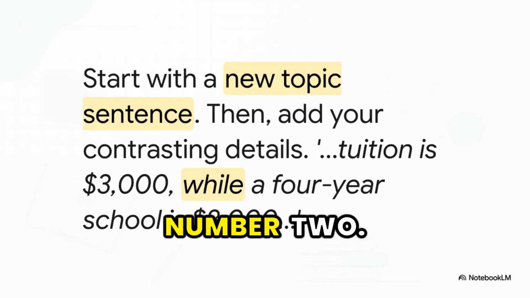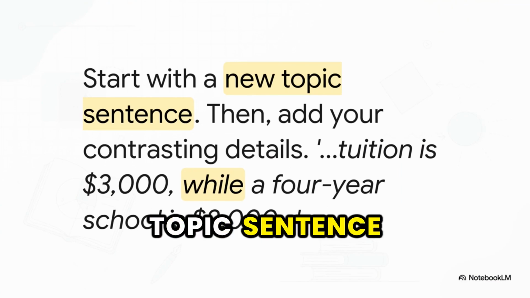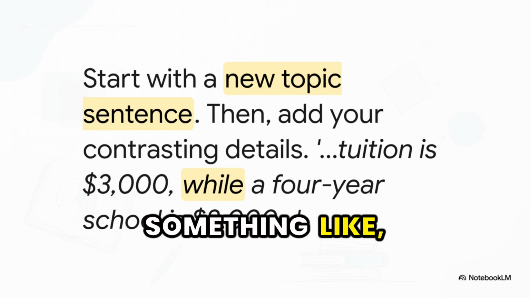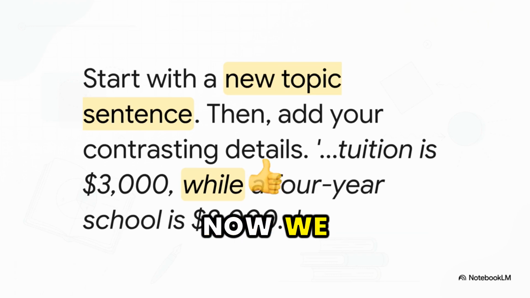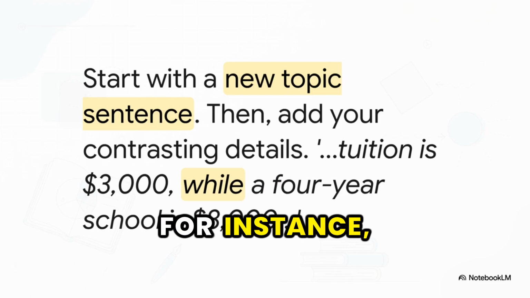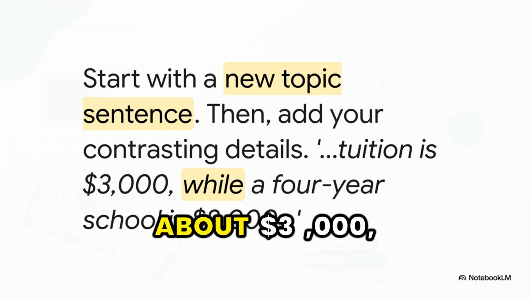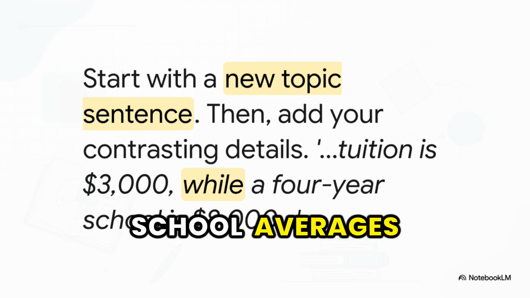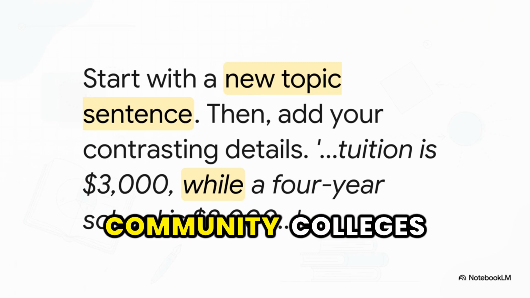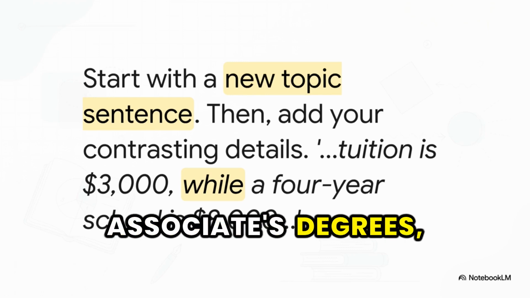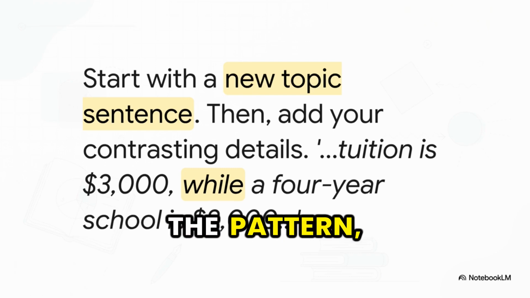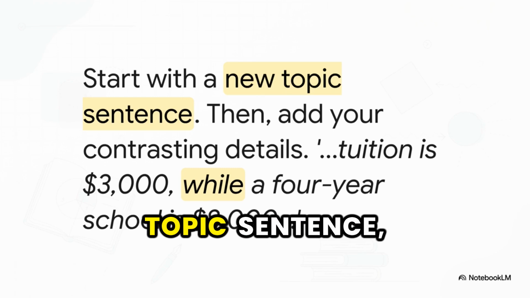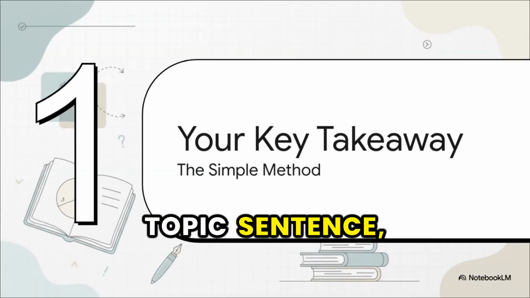So let's build paragraph number 2. Again, we start with a topic sentence that clearly signals the switch, something like, however, there are several significant differences between the 2. Perfect. Now we pull from our differences list. For instance, the average tuition at a community college is about $3,000, while a 4-year school averages $8,000. Then we add, in addition, community colleges typically offer associate's degrees, whereas 4-year universities provide bachelor's and graduate degrees. You see the pattern, right? It's the exact same formula. Topic sentence, then plug in the details. And that's basically it. We're done.